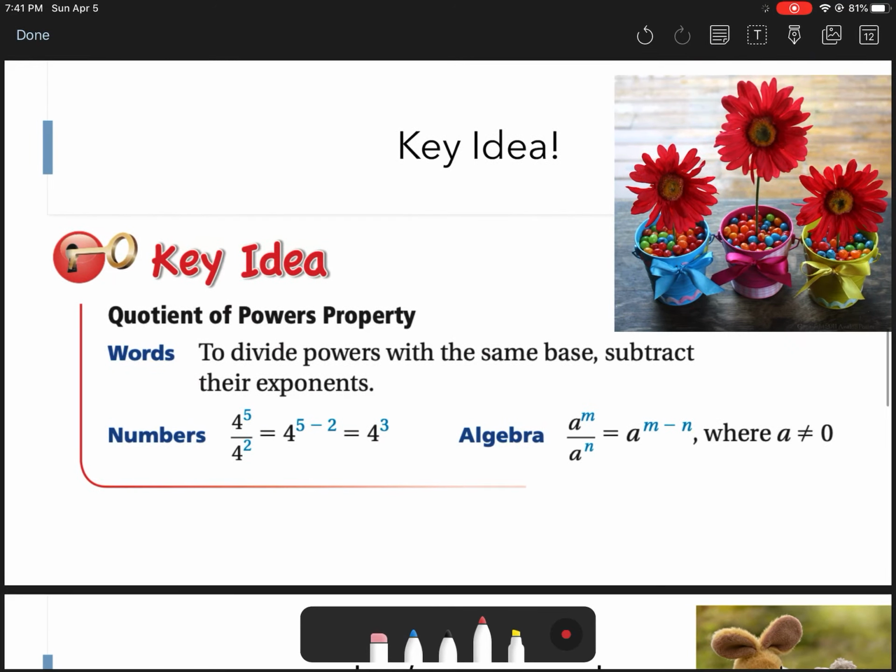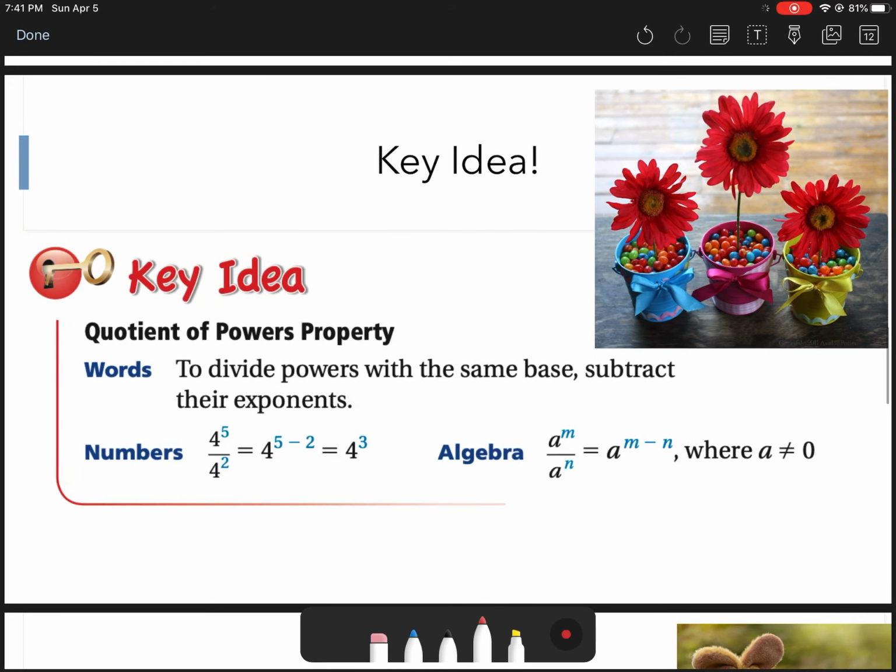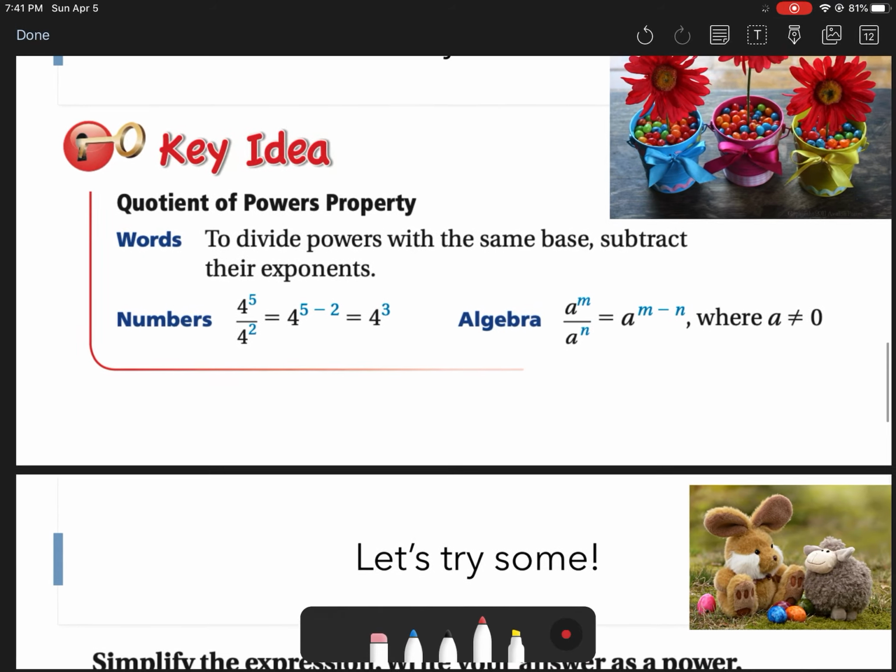Okay, and it's stated again here on this page. Quotient of powers property: to divide powers with the same base, subtract their exponents. 4 to the 5th divided by 4 to the 2nd gives us 4 to the 3rd power. A to the m divided by a to the n gives us a to the m minus n, where a is not equal to 0. So a can't be 0.